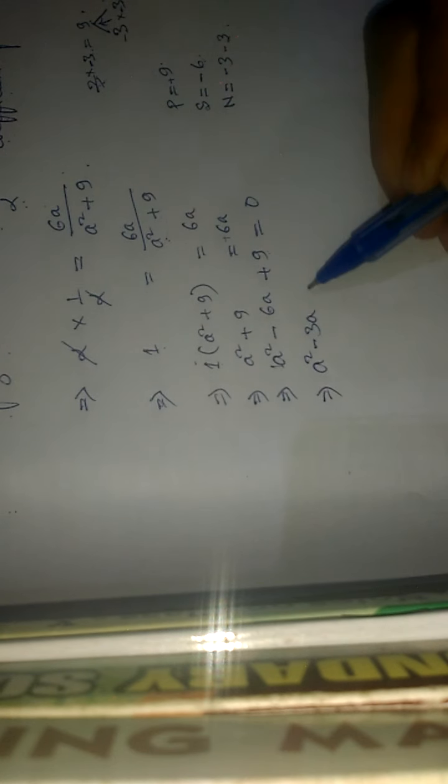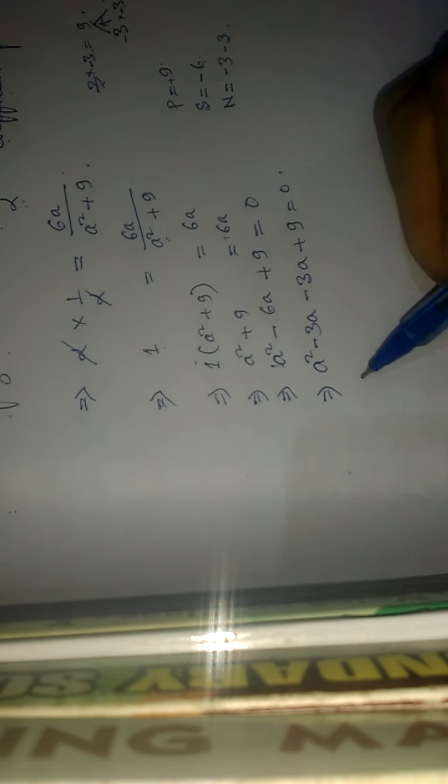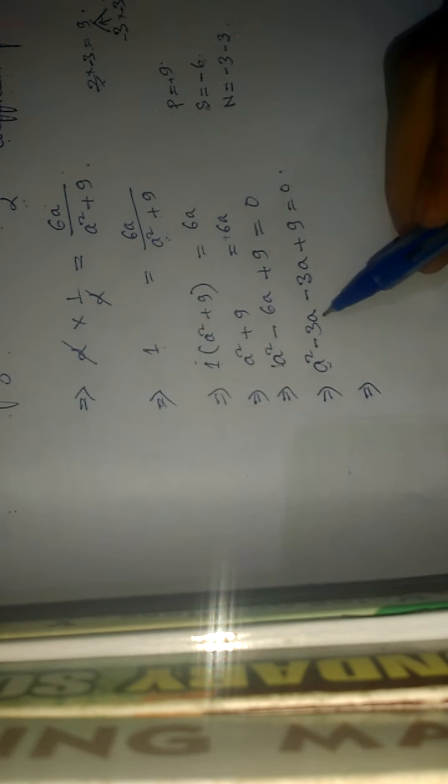So here a square minus 3a minus 3a plus 9 equal to 0. Then take common from the first two terms and from the last two terms. From the first two terms, here we have a, here also a, so a is common here, a minus 3. From the last two terms, since 9 is the multiple of 3, so this 3 will be common here, a minus 3 equal to 0.